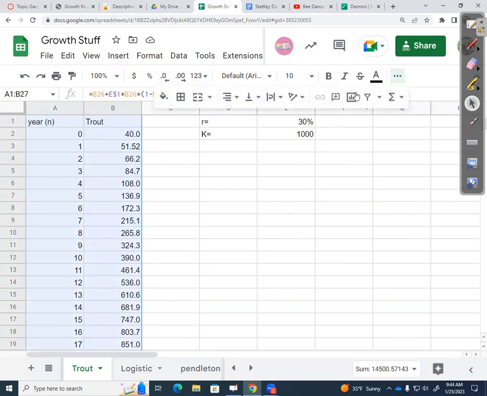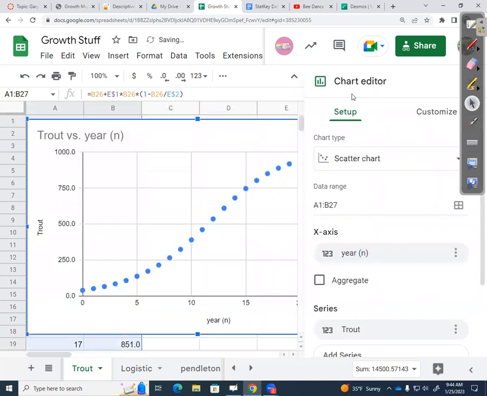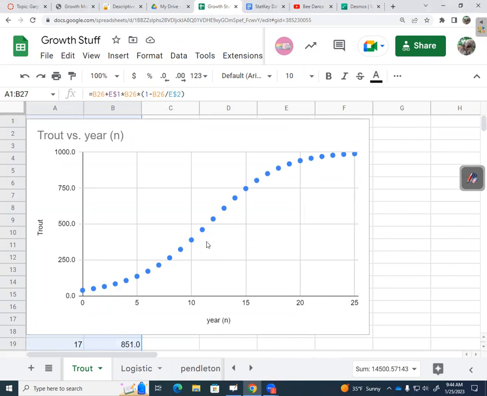And again, spreadsheets, graphs are easy. You just highlight the points, click I want a chart. It guesses I wanted a bunch of points. And I think it did a pretty good job. I got enough years. Yeah, that looks like a pretty good S shape.